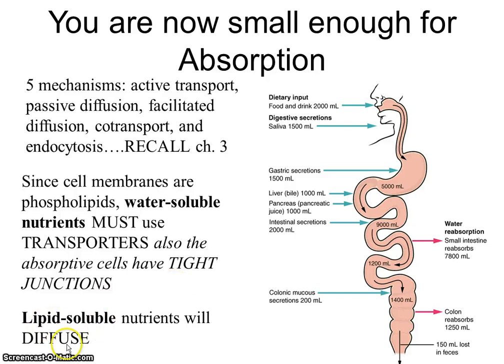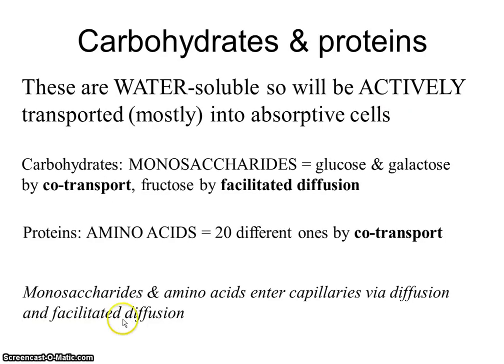Lipid soluble nutrients will diffuse. So your fats, your fatty acids and monoglycerides, are simply going to diffuse into the lymph. Carbohydrates and proteins are water soluble, so they will be actively transported into the absorptive cells. Carbohydrates, monosaccharides being the form they're in now: glucose and galactose by co-transport, fructose by facilitated diffusion. Proteins will come in only as amino acids. There are 20 different ones, but they are all co-transported. So co-transport is, again, active transport.